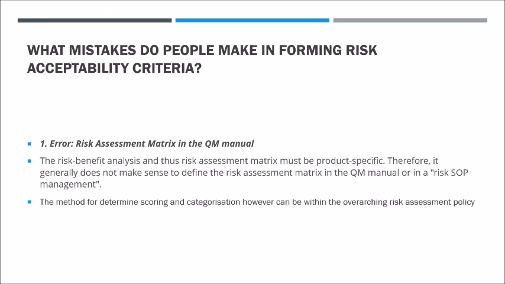So you can have an overarching policy that states how you determine risk acceptability criteria. So you could say, when you're determining your risk acceptability criteria, when you're looking at your severity, refer to this sort of post-market surveillance or go through this process. So you can have a high-level process document there for defining how to determine your risk acceptability, but you can't have an overarching document that defines what your risk acceptability is.